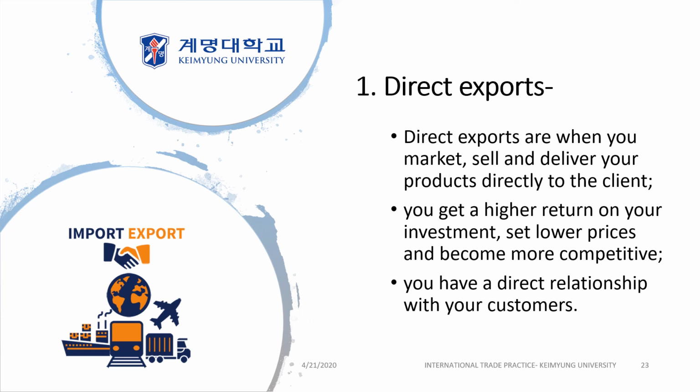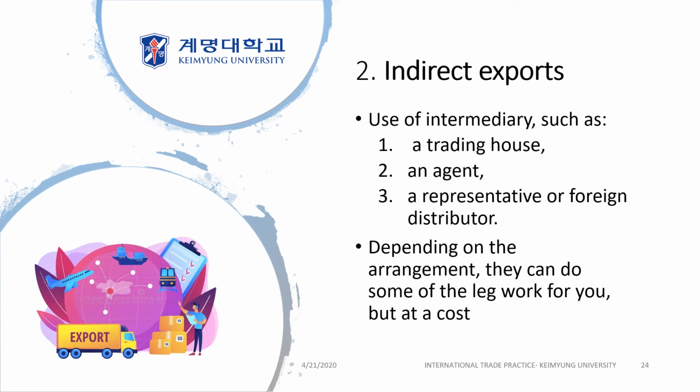Number one, we mentioned the direct export. Okay, you could have a high return on investment. You could set a lower price because the operational expenses, or operational cost, will be lessened because your home country is in Korea, and you could have a direct relationship with your customer, that is direct export. For indirect, you are going to use an agent, trading house, or a representative.